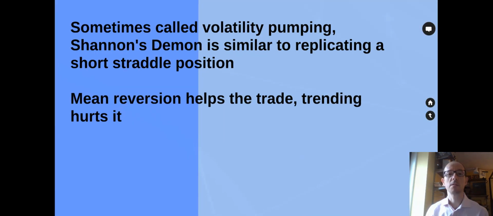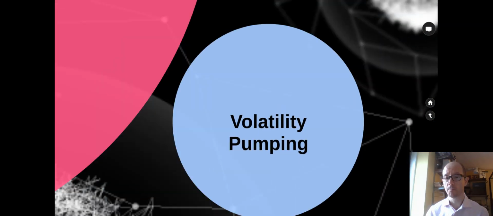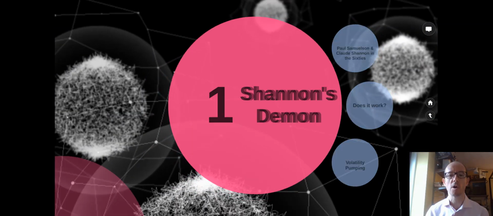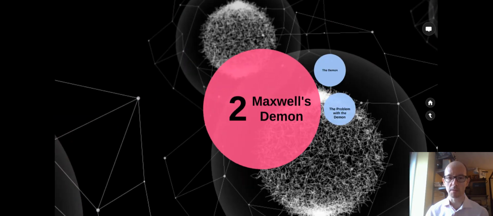Now, today, this is known as volatility pumping and more or less similar to the idea of replicating a short straddle position, which works pretty well with mean reversion, high volatility, but trending hurts it. So now from this demon, we move on to Maxwell's demon.